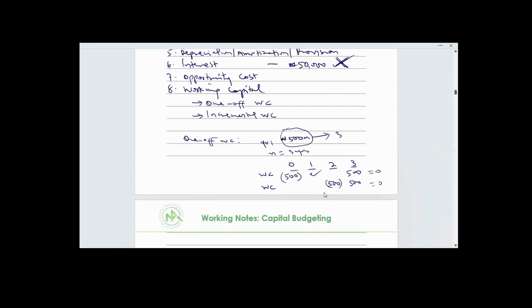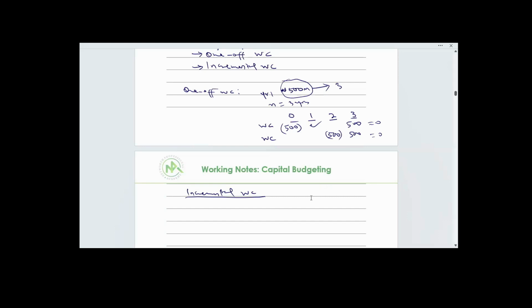Last number, incremental working capital. When you are given incremental working capital, how do you treat it? The incremental working capital should be treated the same way as a one-off working capital, except that only the increments should be considered. Okay, I repeat, the incremental working capital should be treated the same way as a one-off working capital, except that only the increment should be considered.